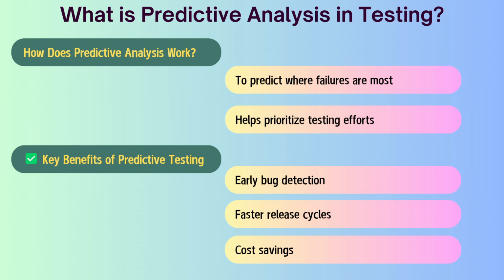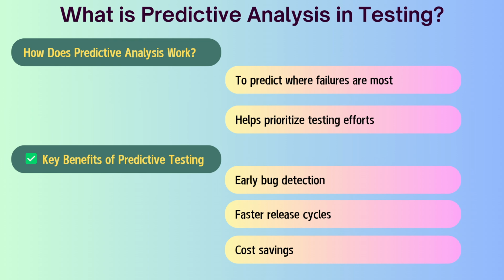Predictive analysis is like looking into a crystal ball for software testing, but instead of magic, we use AI and machine learning to predict potential defects before they happen. So how does predictive analysis work? AI models analyze historic test data, defect trends, and code changes to predict where failures are most likely to occur, and also help prioritize testing effort, focusing on the most at-risk areas of an application.